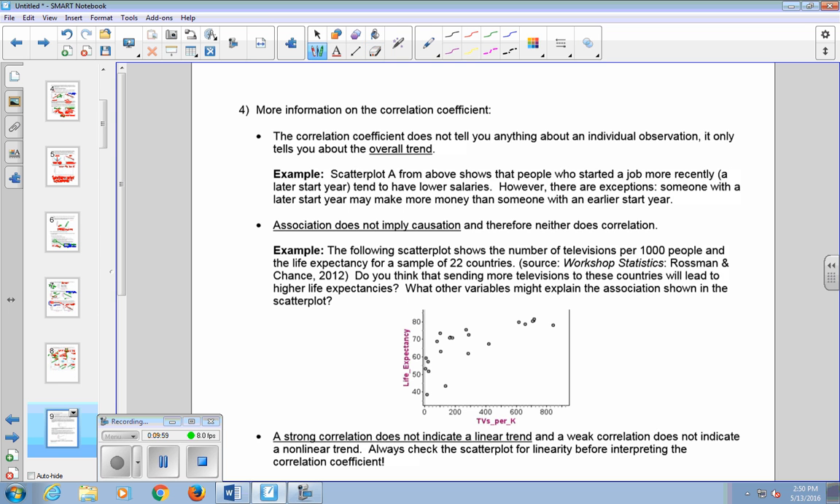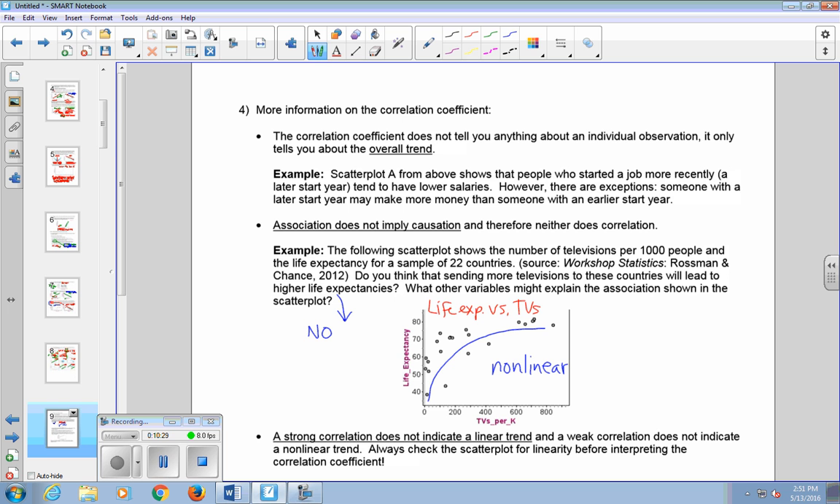So if we take a look at the scatter plot, we've got life expectancy versus number of TVs. And we see there is somewhat of an increasing trend here, but it levels out, so this would be nonlinear. Okay. But more importantly, the answer to this first question is no. This is not a causal relationship. In other words, sending TVs to these countries isn't going to increase their life expectancy.